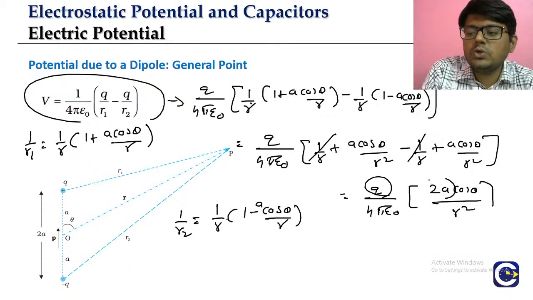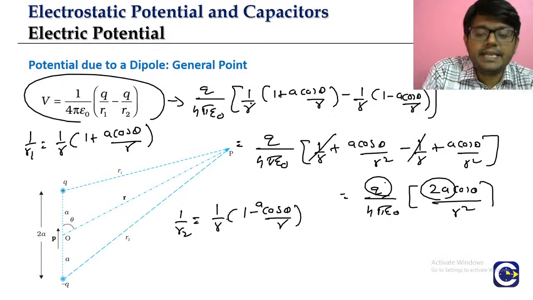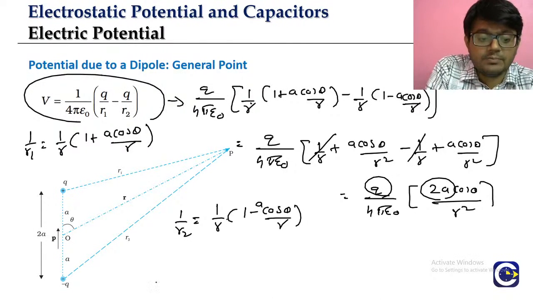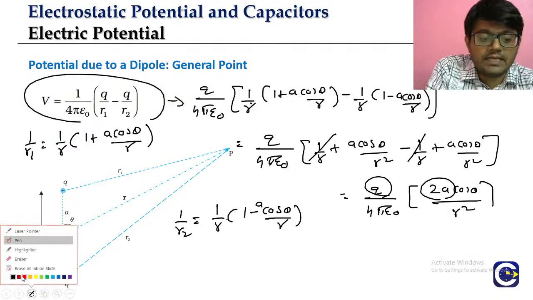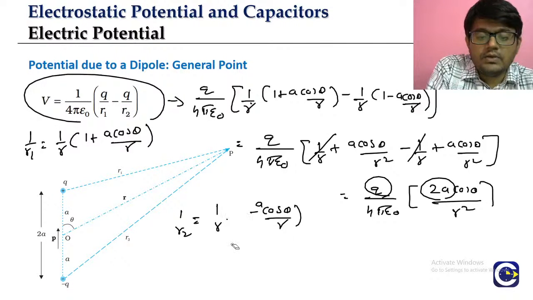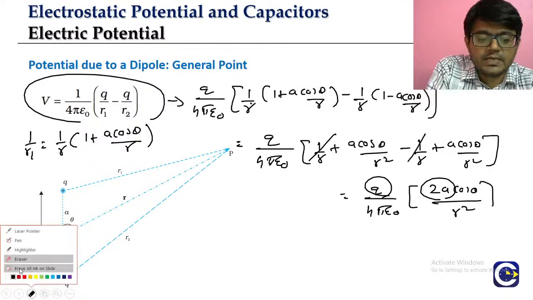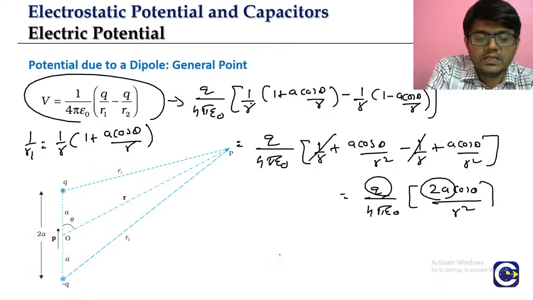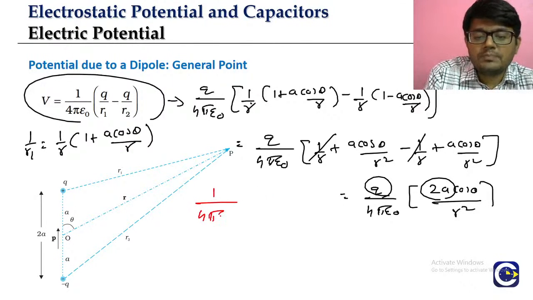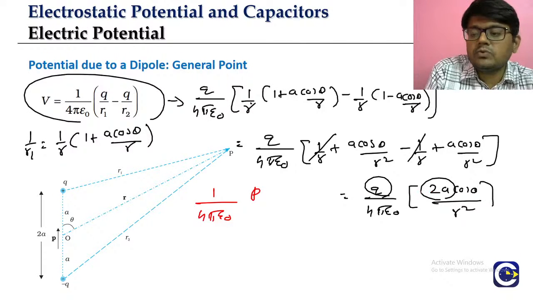Here, what is q into 2a? P, the dipole moment, right? So substituting q into 2a as the dipole moment, what will we get? The final expression. What is the final expression? We will have 1 by 4 pi epsilon naught, q into 2a is p, so p cos theta by r square.